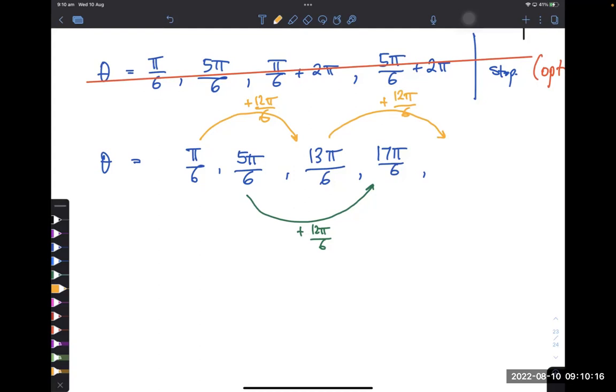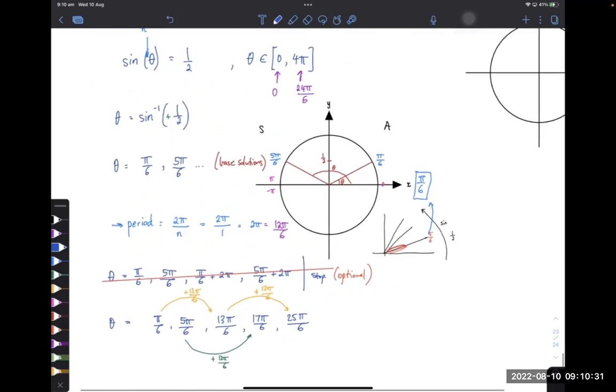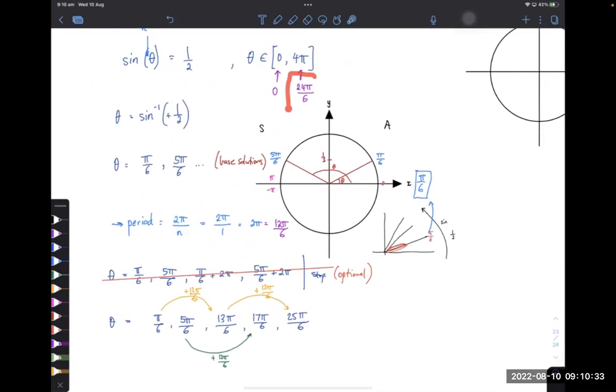Okay. The next one up is, what's this? 13 pi on 6 plus 12 pi on 6. 13 plus 12 is 25. However, do we want 25 pi on 6? Why not? Right. Notice it's easier to see your domain as 24 pi on 6 instead of 4 pi. Does that make sense now?